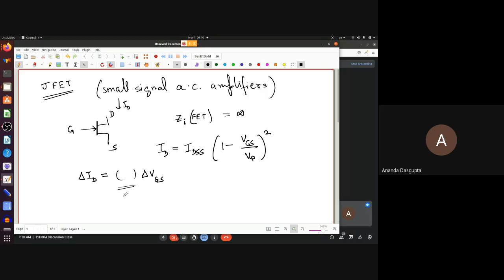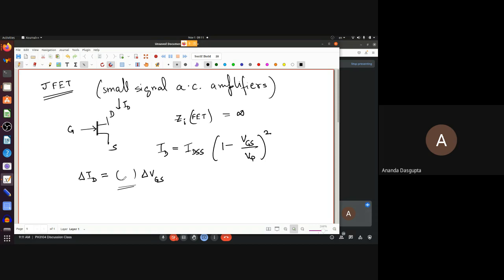And remember, we are just saying delta ID is delta VGS into something, because we are just keeping the linear term. Delta ID would be delta VGS into something plus delta VGS whole square into something, etc. Again, Taylor series. We are just keeping the linear term in the Taylor series. So what should the dimensions of this quantity here be? Anybody? Admittance. Yeah, it should actually be admittance, because it's current by voltage.